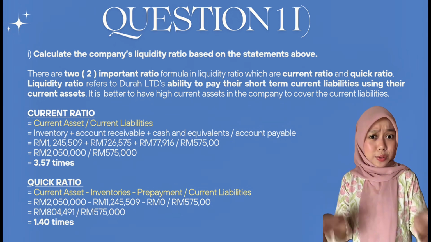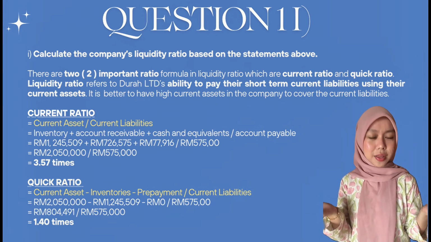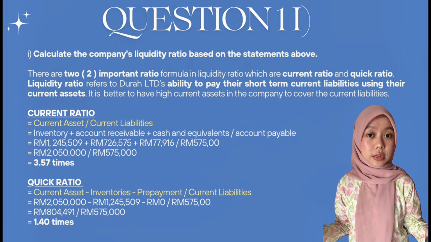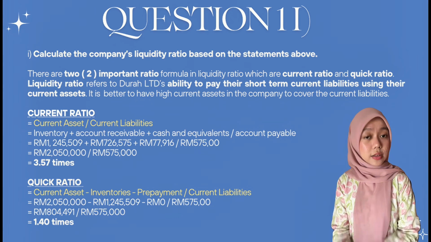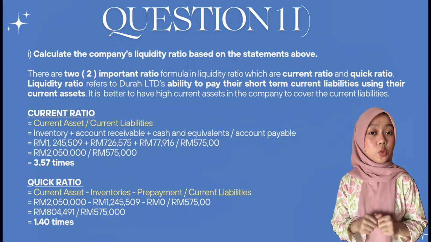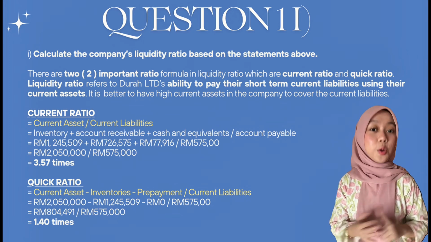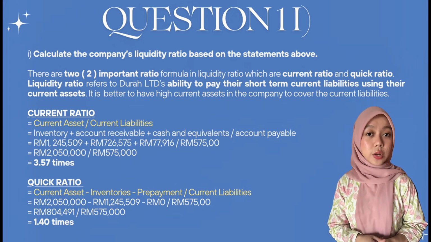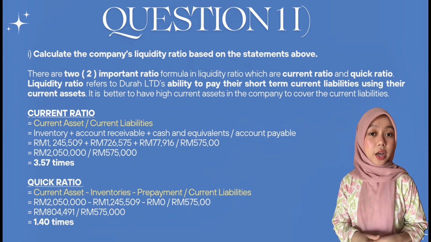First and foremost, do you guys know what is liquidity ratio? Liquidity ratio refers to the company, which is Dura Ltd's, ability to cover their current liabilities using their current assets. We are going to use two important formulas, which are current ratio and also quick ratio. For the first question, the formula for current ratio is current assets divided by current liabilities.